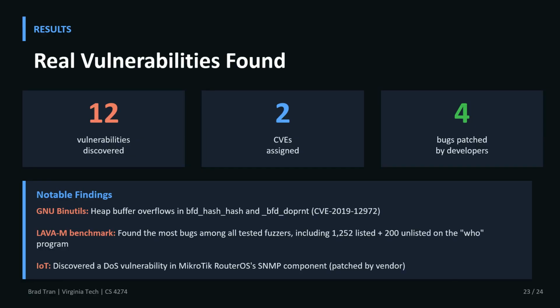On LAVA-M, EcoFuzz found the most bugs among all tested tools, over 1,400 in the WHO program, including 200 unlisted bugs. The IoT application is also worth highlighting. The authors extended EcoFuzz to fuzz MikroTik RouterOS's SNMP component and found a denial of service vulnerability that was subsequently patched by the vendor. This validates the practical value of energy-efficient fuzzing in environments where test case execution is expensive.